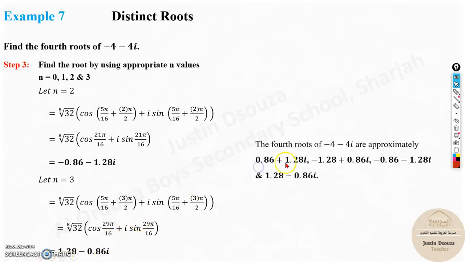So the final answer, the fourth roots are approximately, this is 1, 2, 3, and 4. So these are the answers for the distinct roots, or fourth roots, for this given one. And remember, we generally write the roots in rectangular form, but if you have to solve or use the formula, we have to use the polar form. Convert to polar form, apply the formula, and then convert back to the rectangular form.